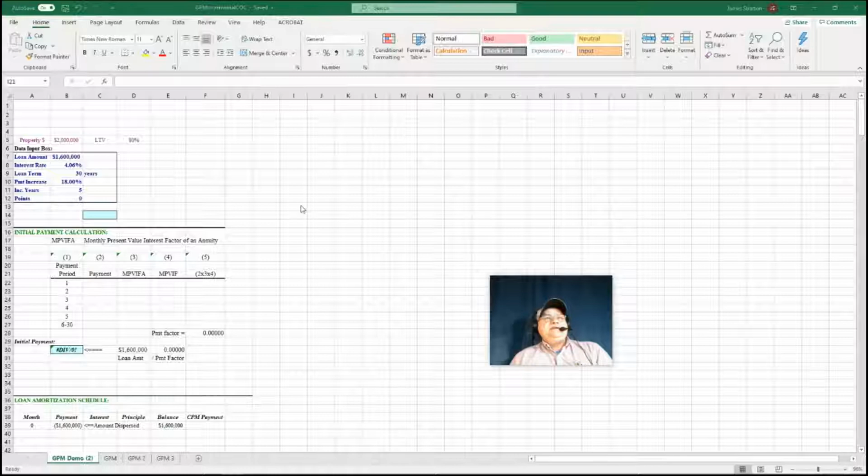Enjoy. Now, I did change up the format a little bit so it doesn't confuse you from the previous episodes. We're still keeping the same value of the property at $2 million, loan to value ratio 80%, and the loan amount of $1.6 million. That's the same. Same as the interest rate. It's 4.06% over a 30-year mortgage this time rather than a 20.